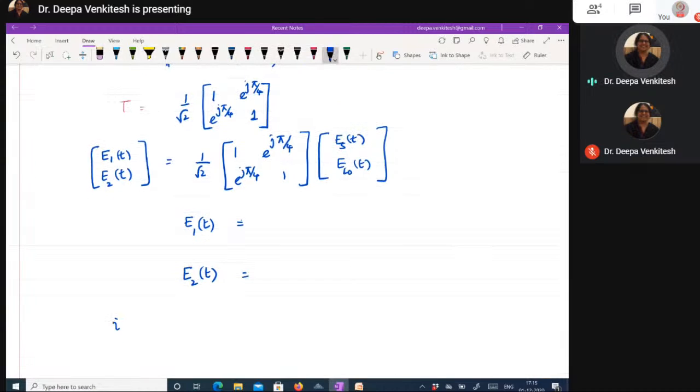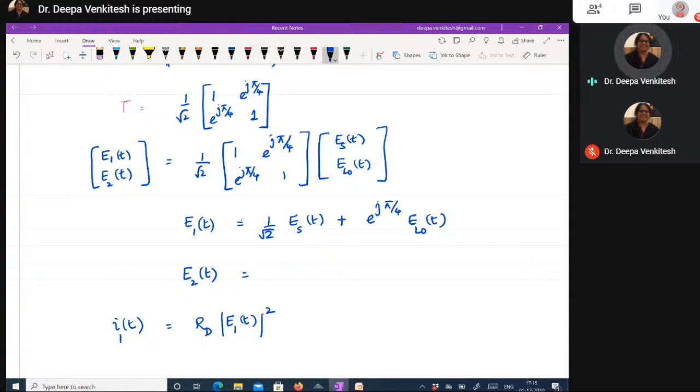And the photocurrent I1(t), we know, is proportional to the intensity, and intensity we know is proportional to the modulus of the electric field squared. So I could write this as |E1(t)|^2. So you will get a complex expression here. I'll write it down for the first case. It is 1 by root 2 times E_s(t) plus e^(j pi/4) E_LO(t).